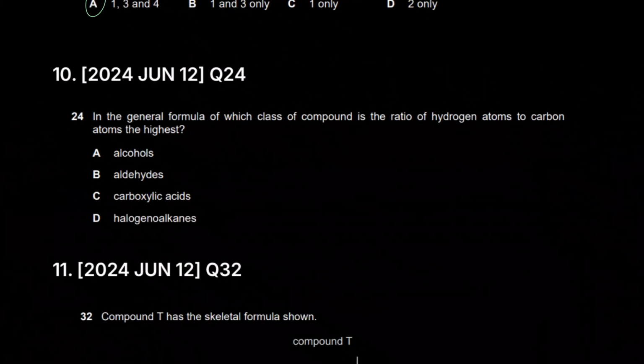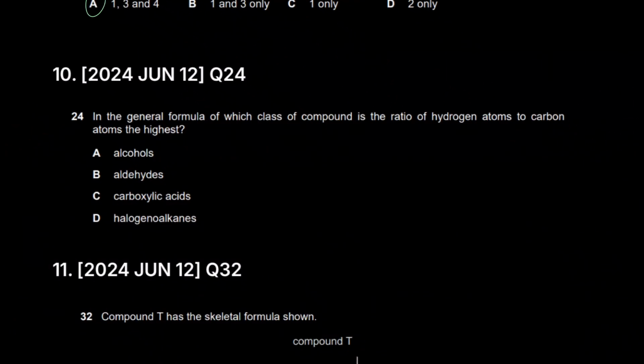Done? Next. In the general formula of which class of compounds is the ratio of hydrogen atoms to carbon atoms the highest? It's a piece of cake. Alcohols, what's their general formula? CnH2n+1OH. What's the general formula for aldehyde? CnH2nO. What's for carboxylic acid? CnH2n+1COOH. Haloalkanes is CnH2n+1X, where X is a halogen atom.